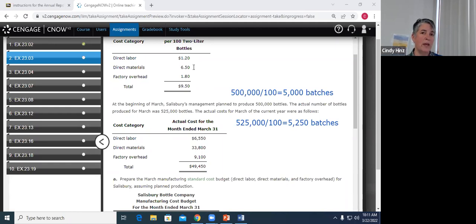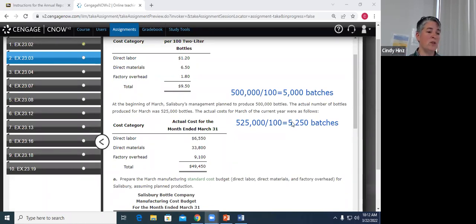Now, the one thing we cannot do, and we know we should be doing, is that the factory overhead includes both fixed and variable overhead. And the fixed part should not go up just because our level of production increased. Based on the information given here, we are unable to separate that. It does not tell us how much of that $1.80 for factory overhead is fixed and variable. So we have to do the best we can with the information we have.